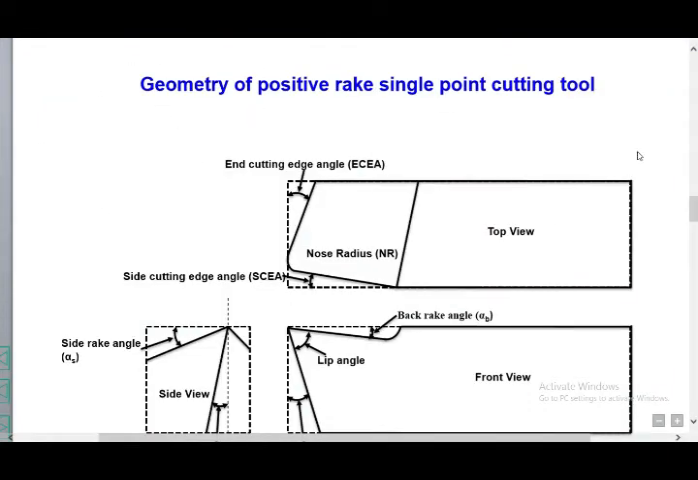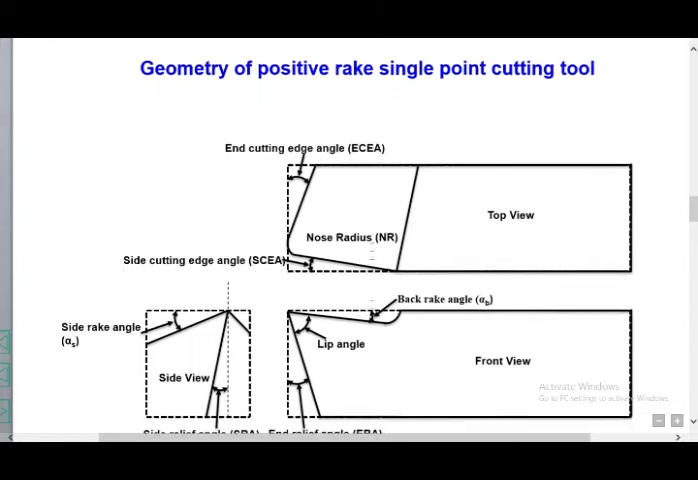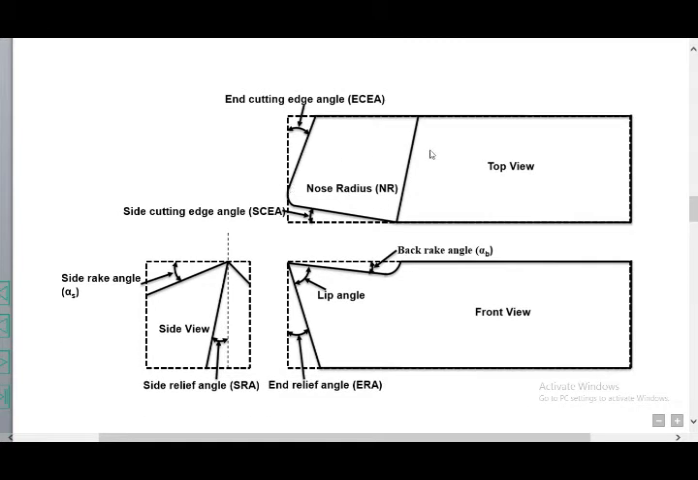This slide shows the geometry of a positive rake single point cutting tool. Here this is a 2D diagram. In the previous slide you observed the 3D diagram, now this is the 2D diagram. In the 2D diagram this is the top view, this is the front view, and this is the side view. Front view shows the back rake angle, end relief angle, side rake angle, side relief angle. Two angles are there in the top view: end cutting edge angle and side cutting edge angle.